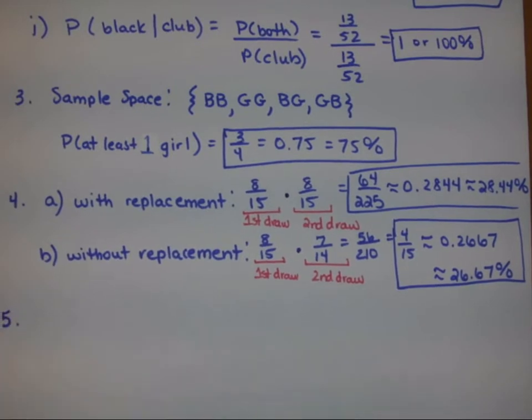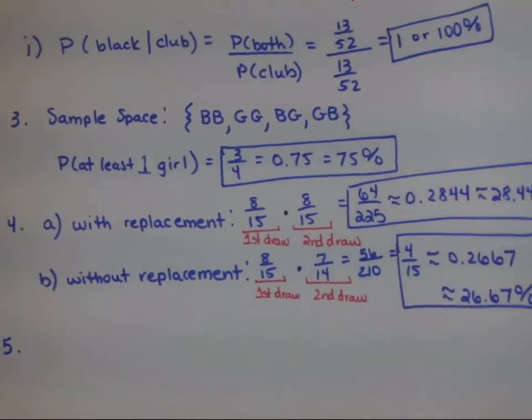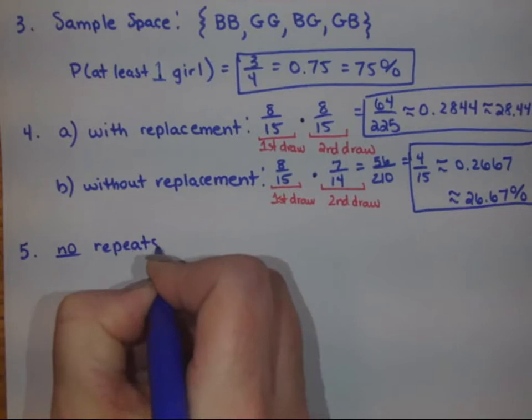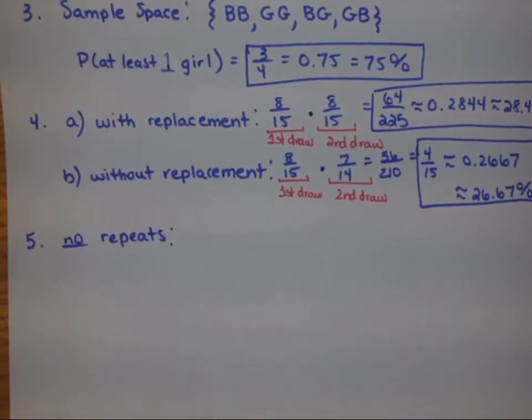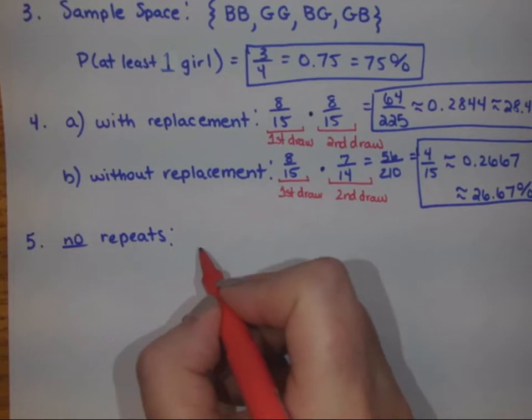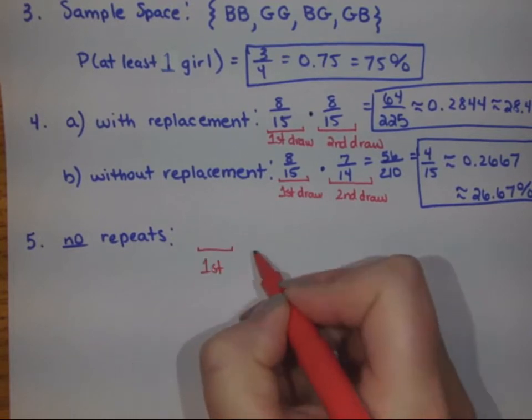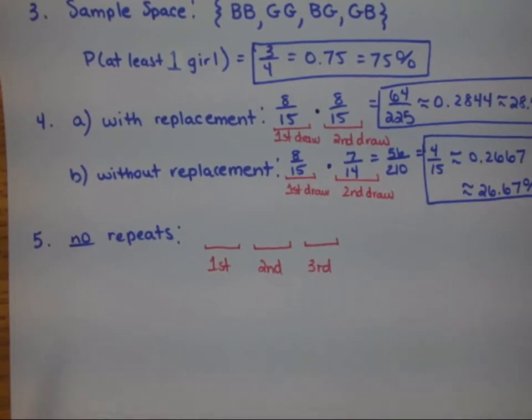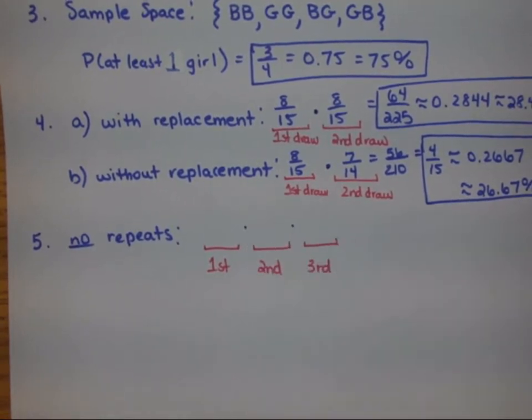All right, so number 5. A small combination lock on a suitcase has 3 wheels, each labeled with digits 0 through 9. If an opening combination is a 3-digit code with no repeats, what is the probability of guessing the right combination? Notice that we can't repeat the number. That's important. In this case, we have 3 digits: the first digit, the second, and the third. And again, we would have to get all of these right to be able to open the combination lock.